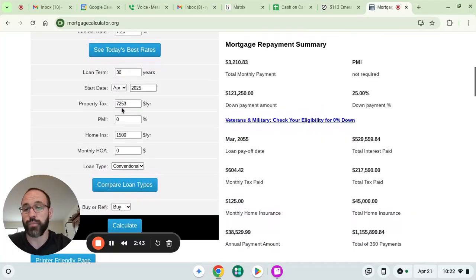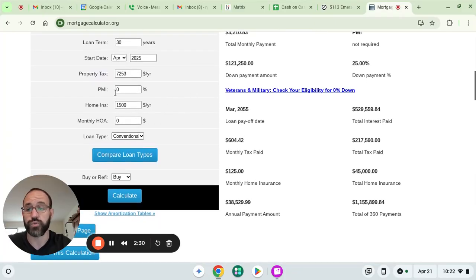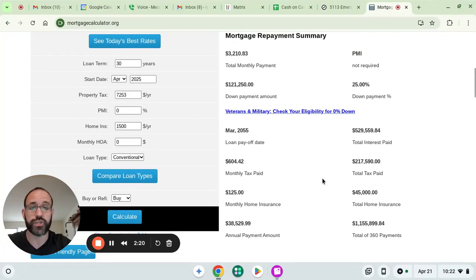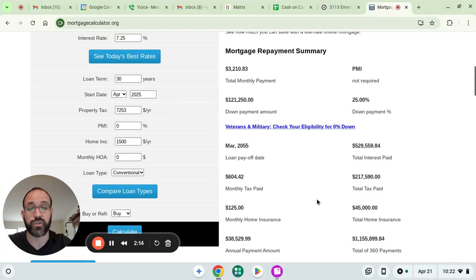Property tax for this property is $7,253 per year. We're not going to have to worry about private mortgage insurance because we have 25% down. We're going to put home insurance at $1,500 per year, which is $125 per month. And there's no HOA here for this property. I always recommend that you don't buy an investment property with an HOA or a condo association because you cannot control those monthly payments. They can fluctuate, which really eats into your cash flow.